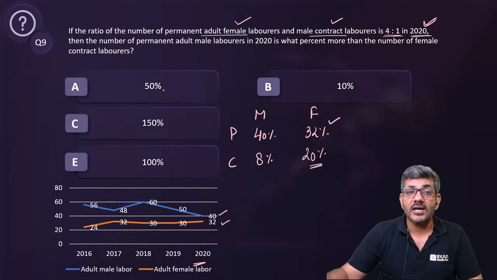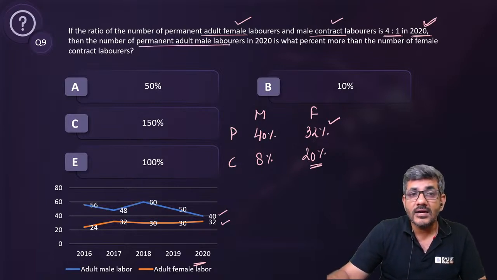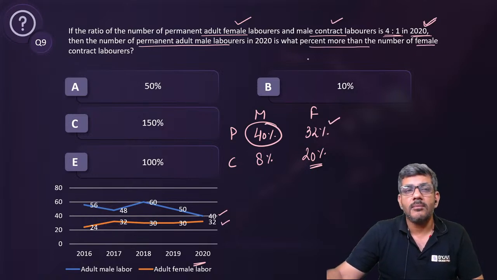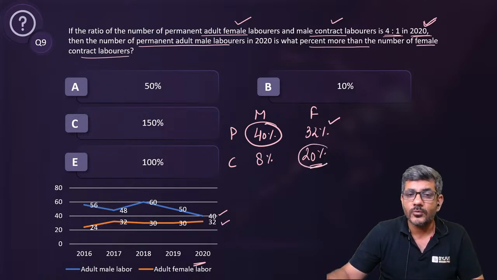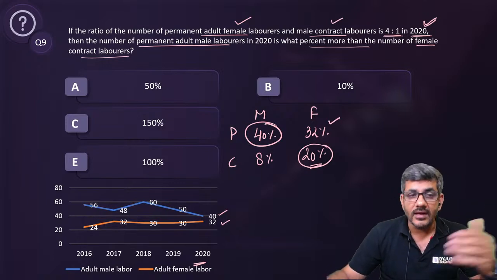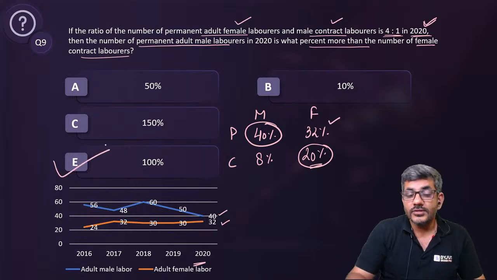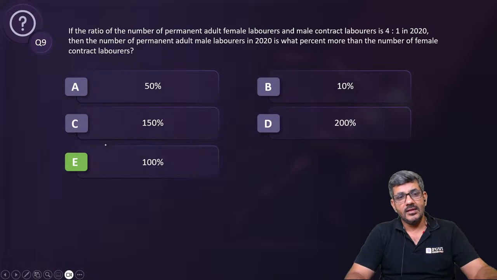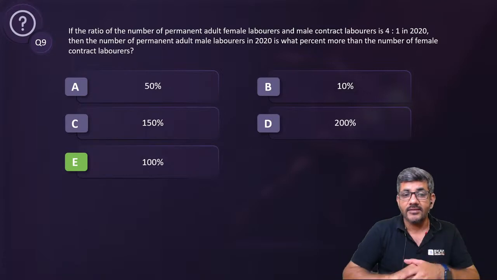Now, what is the question asking you? Number of permanent adult male laborers, that is 40%, is what percentage more than number of female contract laborers, they are 20%. 40% 20% से कितना percent ज़्यादा है? So it is 100% more. So therefore my answer is 100% for this first question. Answer is option E. Anaga had given the right answer.